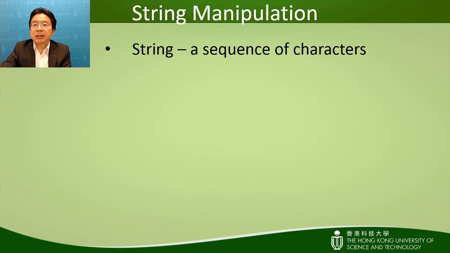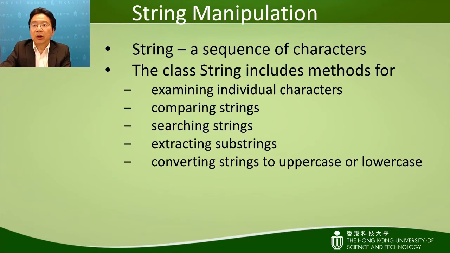A string is a sequence of characters. Java provides the String class for creating and manipulating strings. The String class provides methods for examining individual characters in a string. For example, when you are spelling out a word, you need to look at the individual characters. An important operation on comparing strings is needed in arranging words or names in alphabetical order. Another important operation is to search for certain strings. This is basically what you would do when you search for information on the web. Other useful operations on strings include extracting substrings and converting strings to uppercase and lowercase letters.